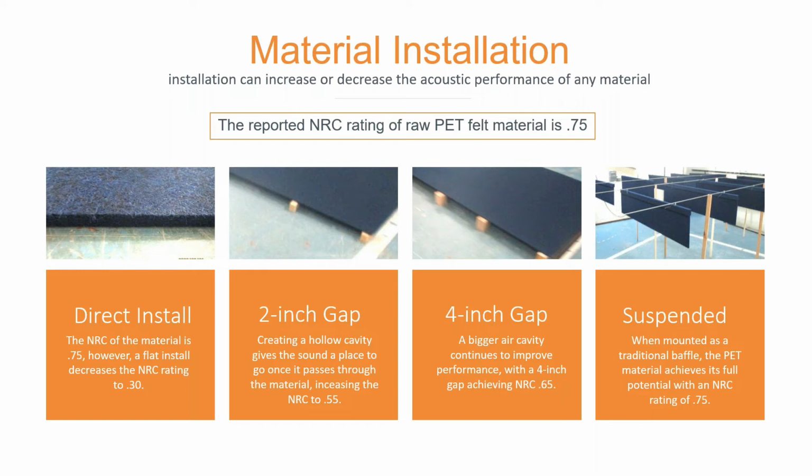However, it depends what you do with it, right? So if you take the raw material, or really any of our materials, and you decide, okay, we're going to glue this directly to a wall, here's what happens. The NRC rating will go down to as far as 0.30, right? So we cut it by more than half. And why is that? Well, for the best performance, you need air, right? If the material is surrounded by air, the entire material, all sides, really get to perform, right? So that's kind of what happens there.